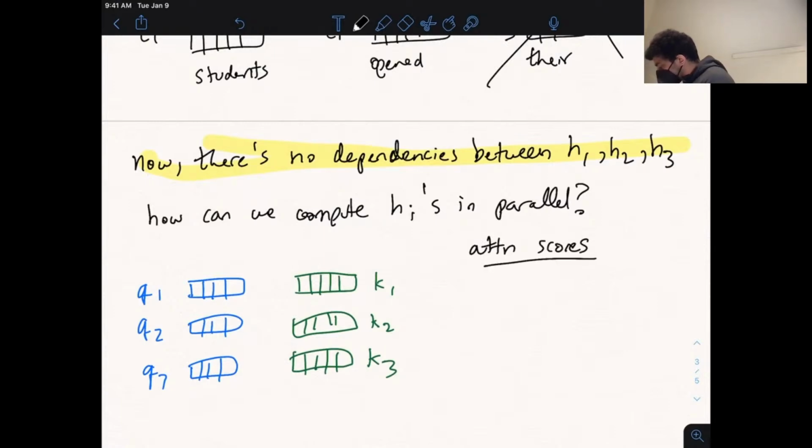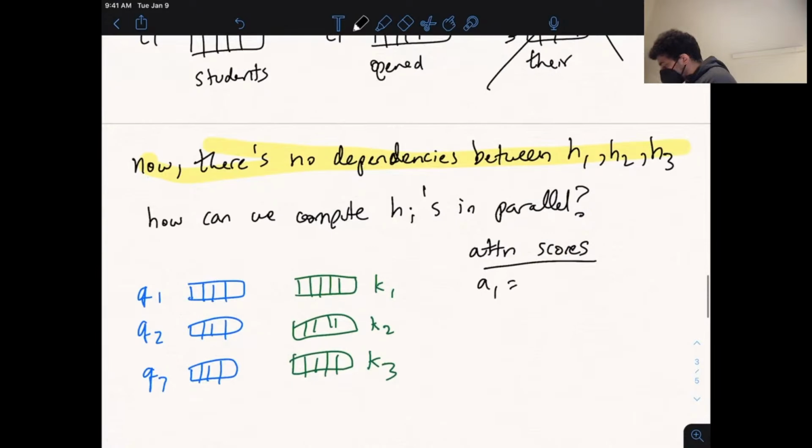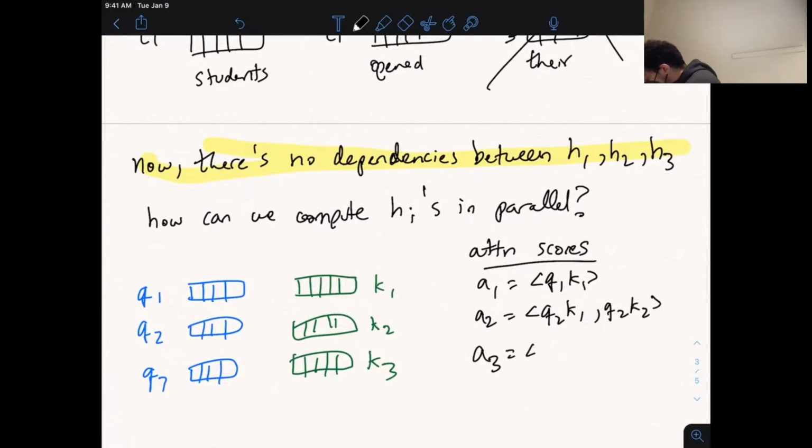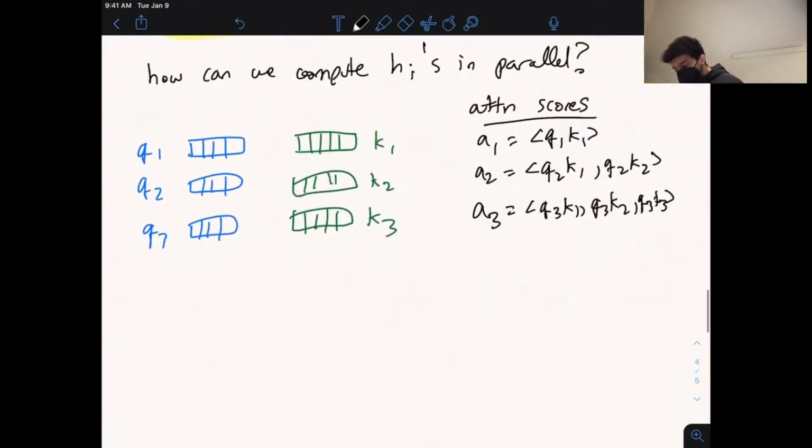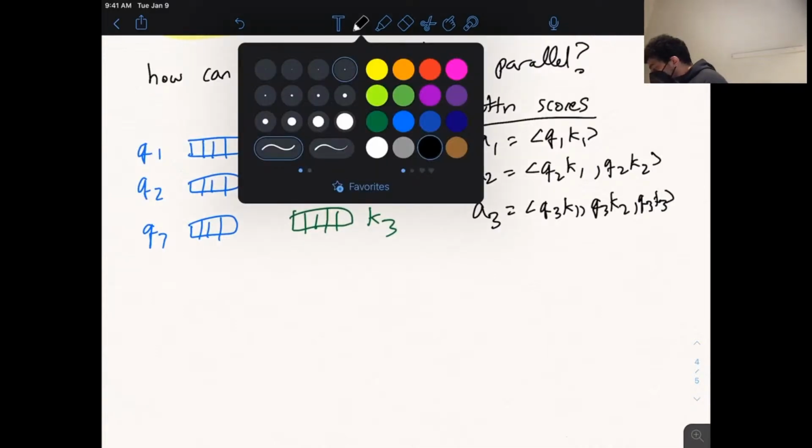So the attention scores that we would like to get for every position are A1 equals Q1, K1. Of course, this is just 1. So when we apply the softmax, this becomes 1. A2 equals Q2, K1, Q2, K2. A3 equals Q3, K1, Q3, K2, Q3, K3. So we're just ignoring the softmax. These are all the dot products we need to compute for every position.